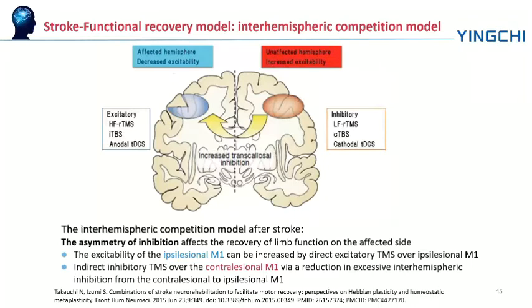So, considering the interhemispheric competition model after stroke, the balance between the two hemispheres, especially for the inhibition, is broken, and that will affect the recovery of limb function on the affected side. So we may apply high-frequency rTMS or iTBS, which has an effect to excite the excitability of the ipsilesional M1, or we may use inhibitory TMS, which is low-frequency rTMS or cTBS, on the contralesional M1 to reduce the excessive interhemispheric inhibition from the unaffected hemisphere. That's to help in the recovery of the limb function.